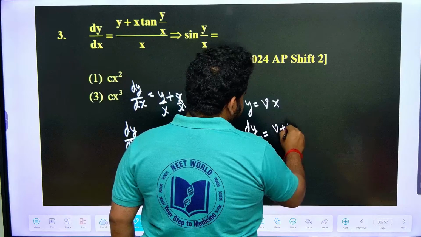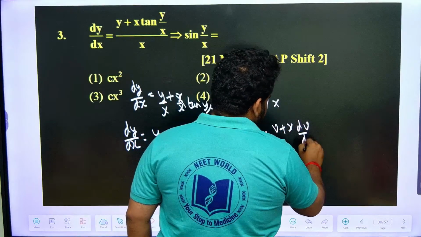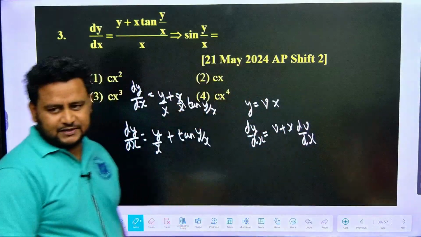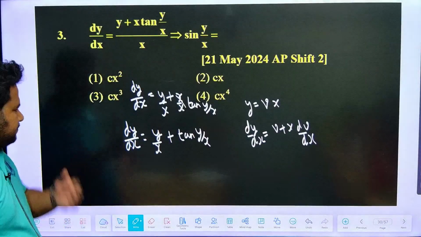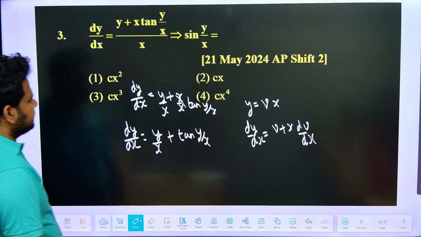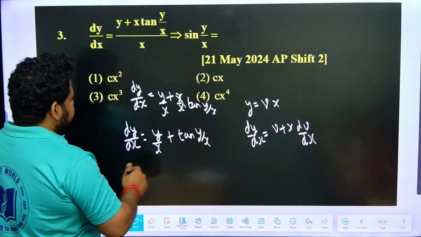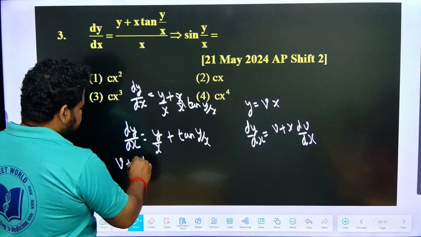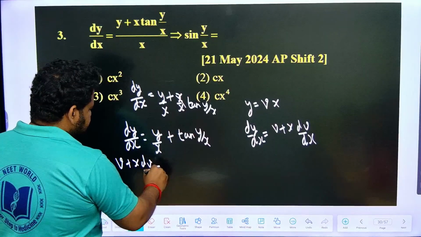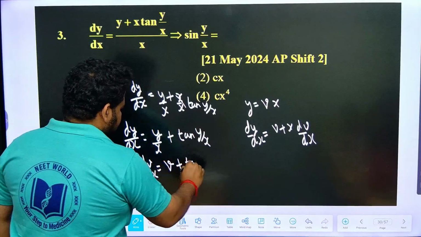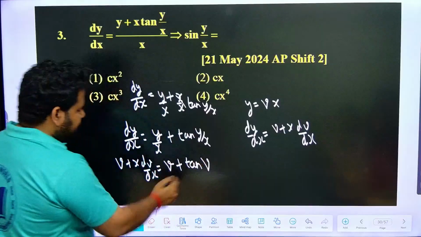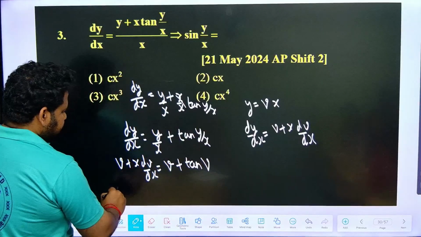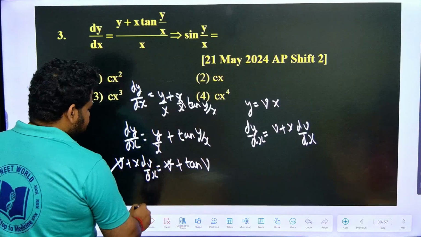V plus x into dv by dx. So this is what, homogeneous form it is coming. Okay, homogeneous form it is coming, correct now? Now what we can do is, v plus x into dv by dx equals v plus tan v, correct now? V plus tan v. Now v will cancel.